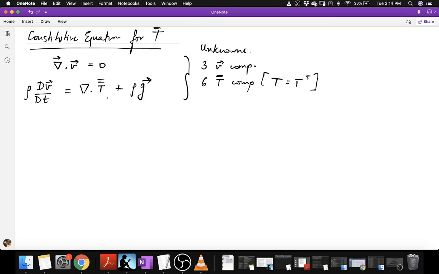So in this sense, we have both a mathematical reason to look for more information about the stress tensor, just because the system is unclosed, and also a physical reason. That is, we need a way in which we can input the material properties of the fluid into our equations, and that route is going to be provided by the constitutive equation for the stress tensor.